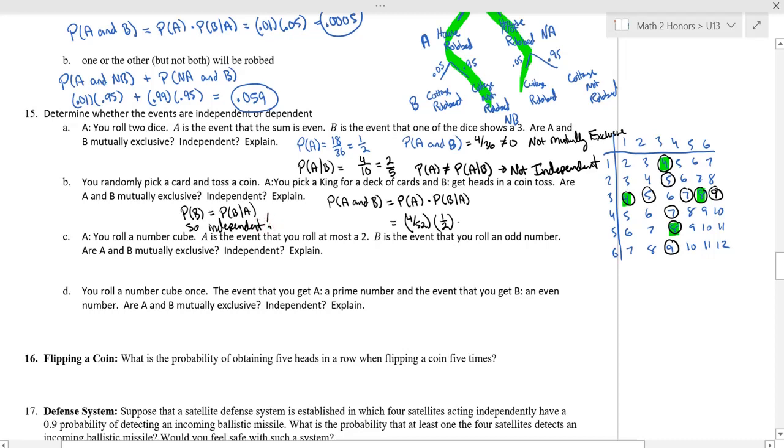And back over here, notice that when we multiply 4 out of 52 by 1/2, it's not going to be 0. It'll be something else, not 0. So they're not mutually exclusive.